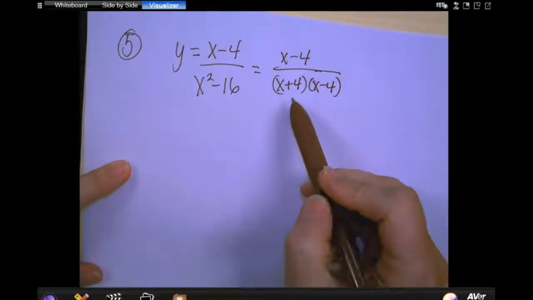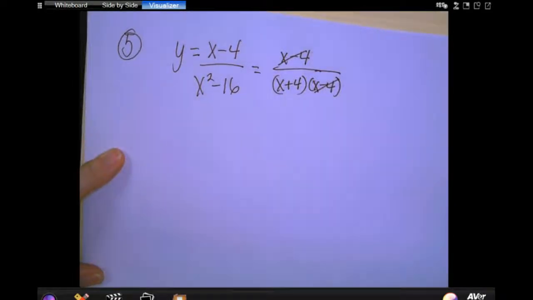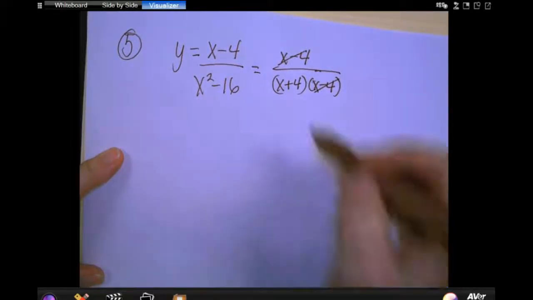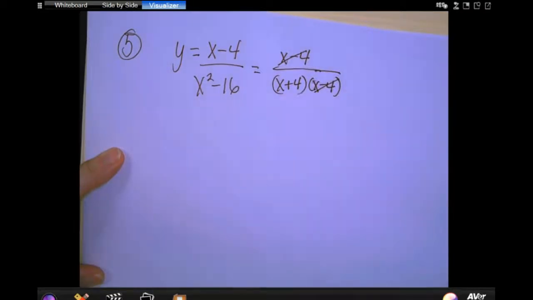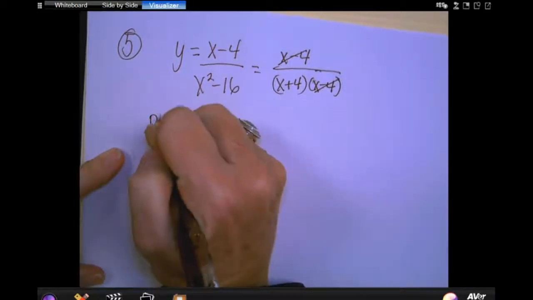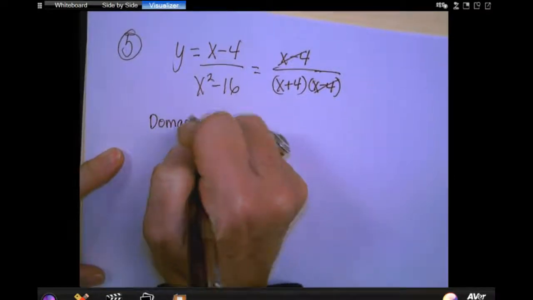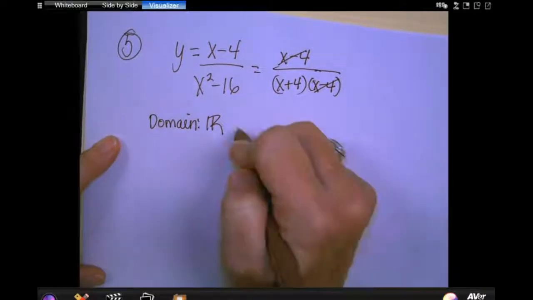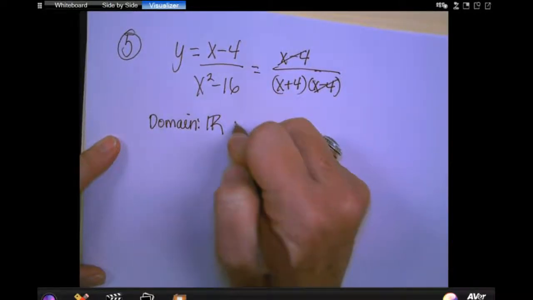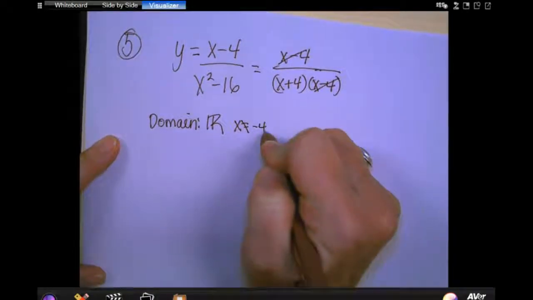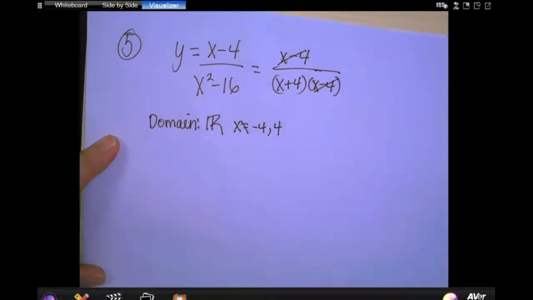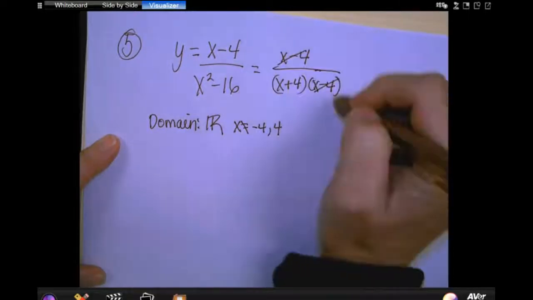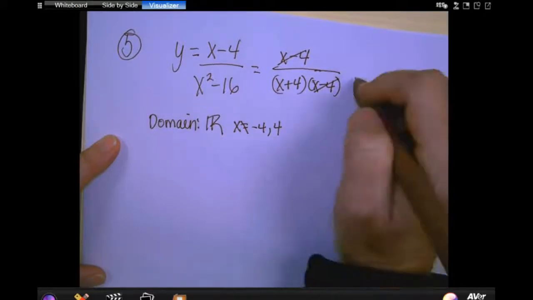So, first of all, I know this is going to be my canceled term, correct? I know that the domain I have to find before I cancel. So the domain is going to be all real numbers, except x cannot equal what? -4 and +4. So x minus 4 is my point of discontinuity.